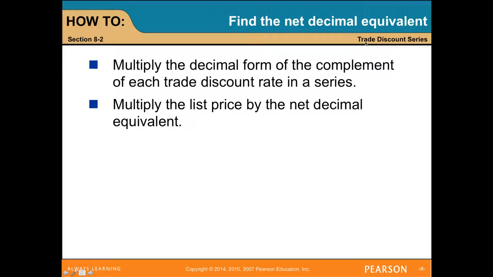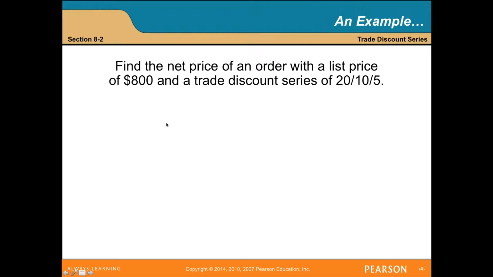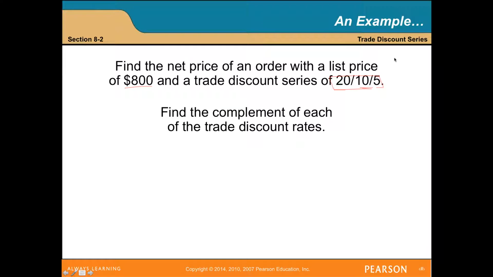How to find the net decimal equivalent? Multiply the decimal form of the complement of each trade discount rate in a series. Then multiply the list price by the net decimal equivalent. As an example, find the net price of an order with a list price of $800 and a trade discount series of 20, 10, and 5. These are percentages: 20%, 10%, and 5%.